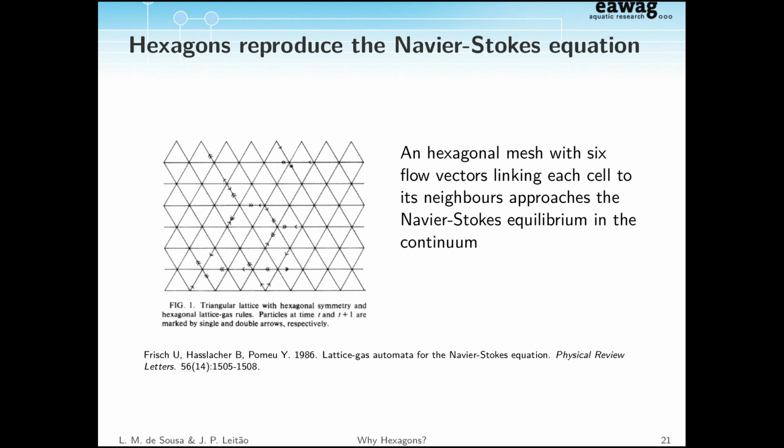In the 1980s, another important result was related to the Navier-Stokes equation. For over a decade at this time, scientists were trying to reproduce this equation with cellular automata on a square grid, invariably failing, until they tried it on a hexagonal mesh, and observed that with this mesh the automata trend towards the Navier-Stokes equilibrium in the continuum.